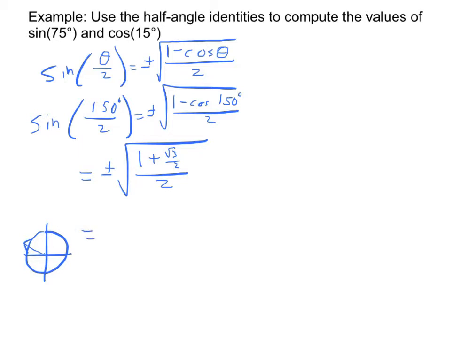And note, the formula here says plus or minus. Which one is it going to be? Well, if I'm getting the sine of 75 degrees, 75 degrees is over here. I know that that's going to be positive. So we're going to go with the positive square root.